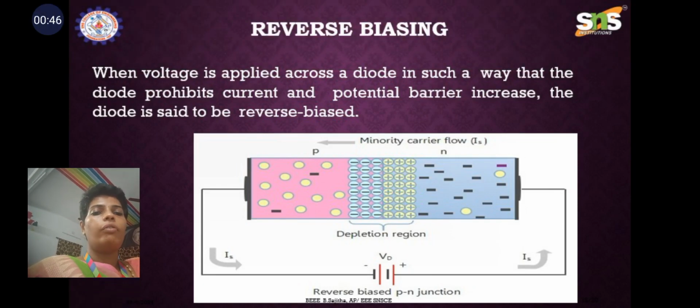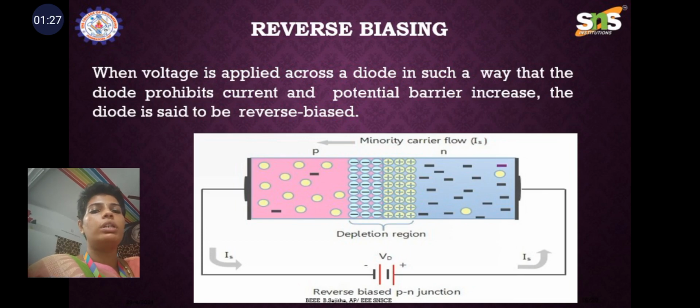So here in the forward biased junction diode, as we saw, the p-type material is connected to the positive terminal and the n-type material is connected to the negative terminal. Also we can say that in the p-type material the majority charge carriers are holes and in the n-type material the majority charge carriers are electrons. Now in the reverse bias junction the p-type material is connected to the negative terminal of the battery and the n-type material is connected to the positive terminal of the battery.